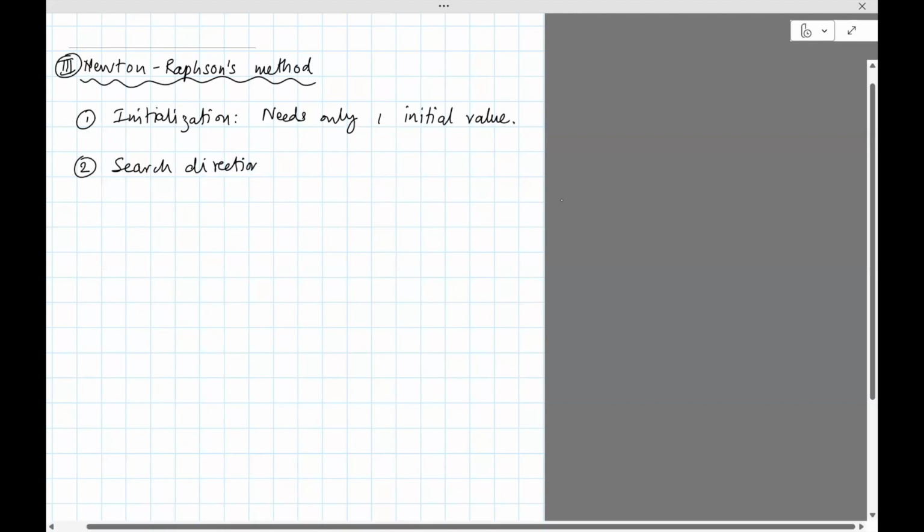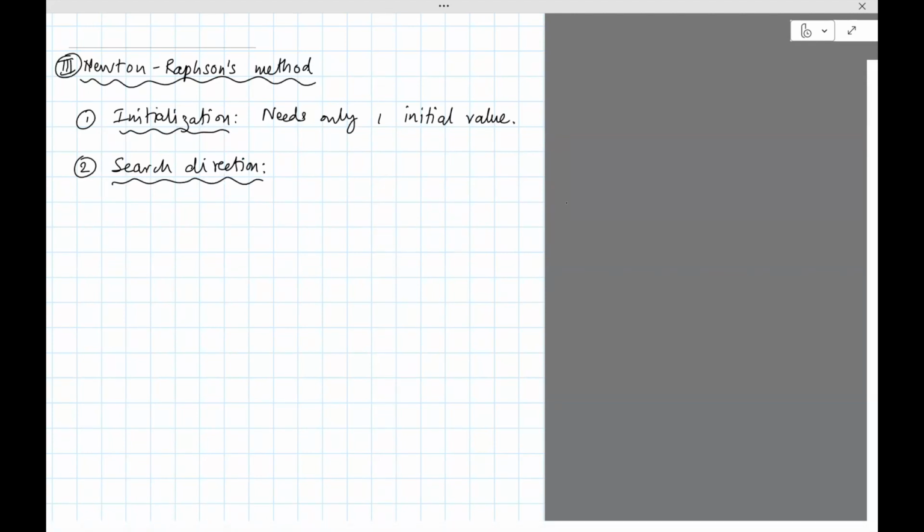Let's look at how it searches. How does it pick the next value to try out? Okay, so that will be motivated by this curve.